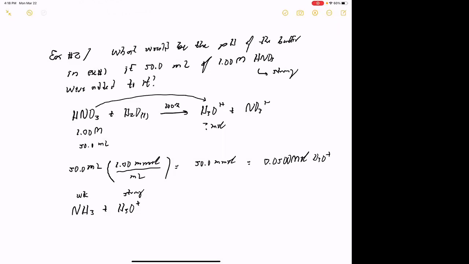100% to the right. 100% single arrow to the right. Yes, 100%. What am I going to make? I'm going to make some water, and I'll also make some NH4+ ammonium ion. Okay, make sense?